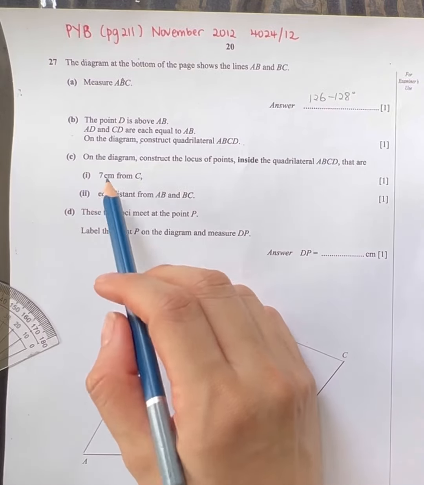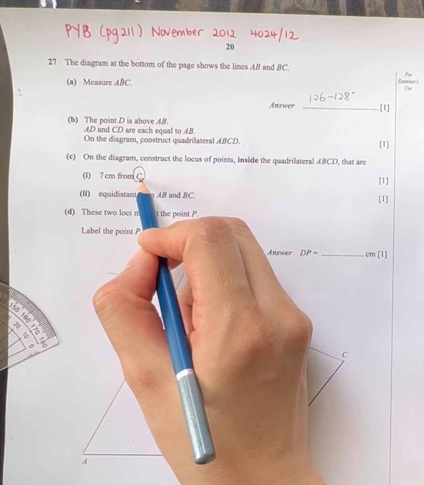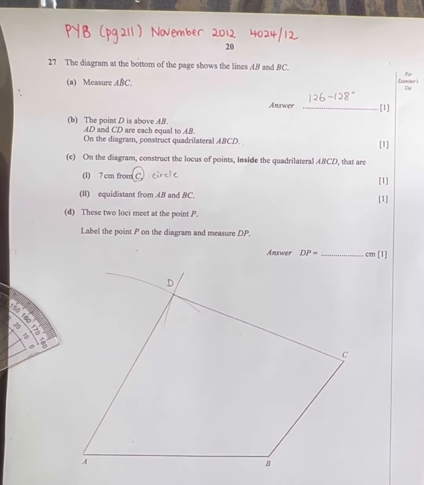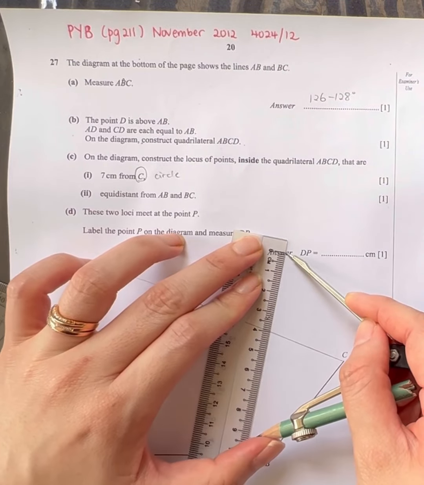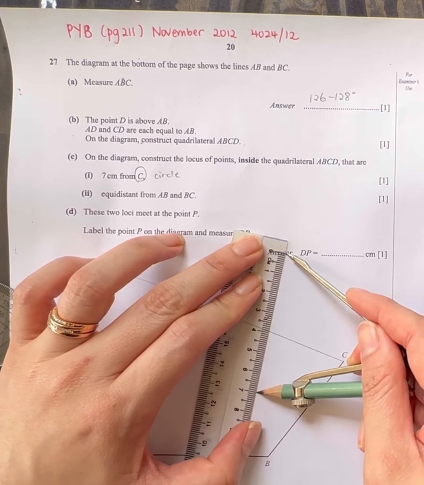So this one, 7 cm from C. If you are given one point like this, it means you're going to draw a circle with a 7 cm radius. So you measure this 7 cm.